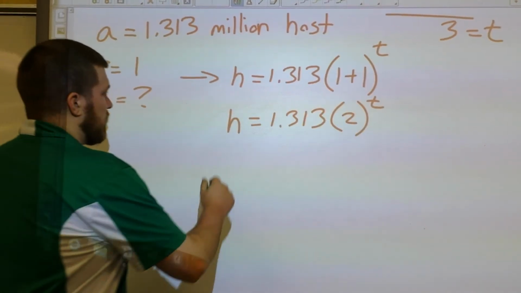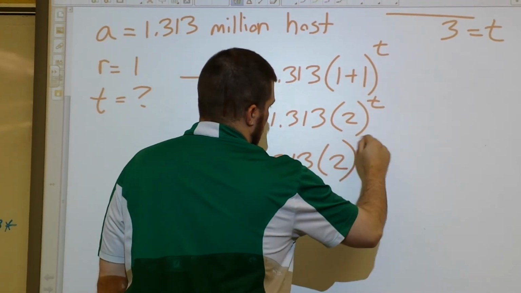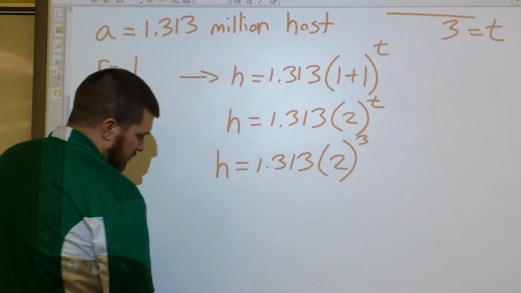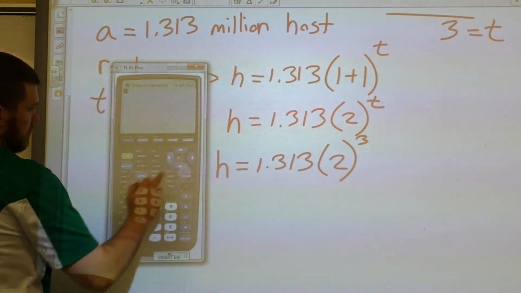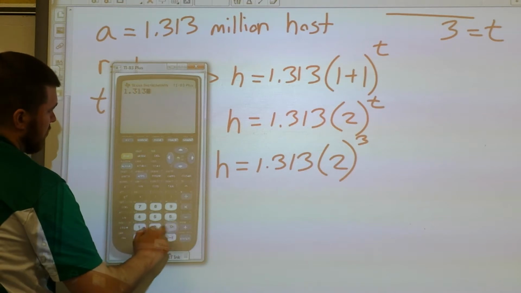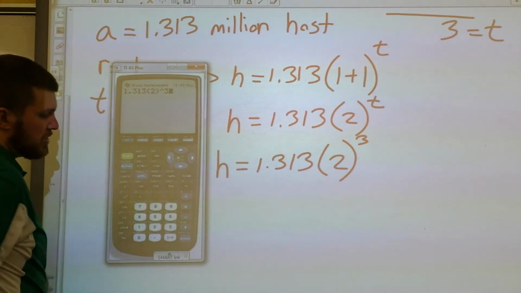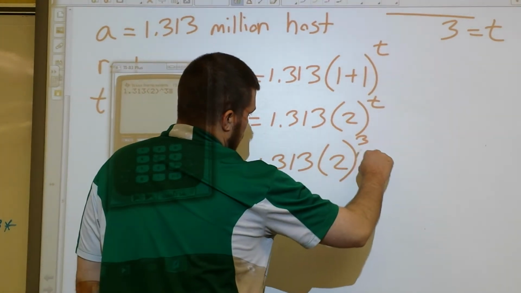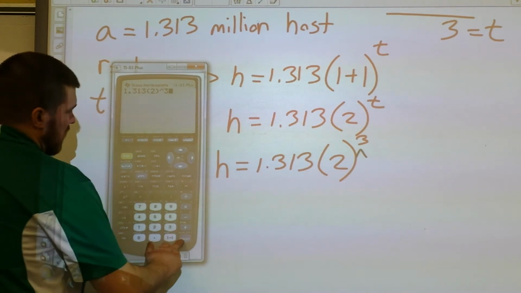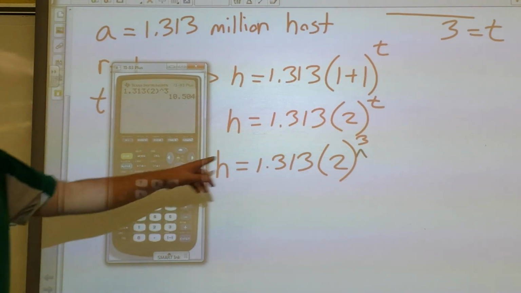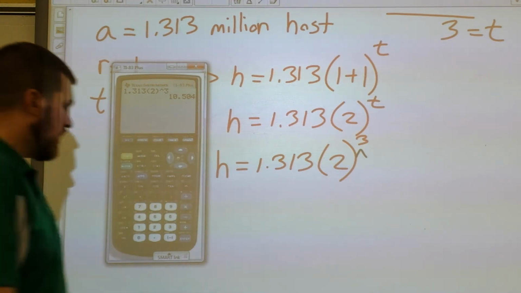So when we plug in 3, h equals 1.313 times 2 to the 3 power. I'm going to use my calculator to help me out because this is going to be challenging to do on your own. So 1.313 parentheses 2 raised to the 3 power. Again, that 3's up in the air, so if you want to type it in correctly, you've got to hit that power key, or some people call it the caret key. Be sure you do that. Hit enter. And remember, our units are in millions. So this is 10.504.